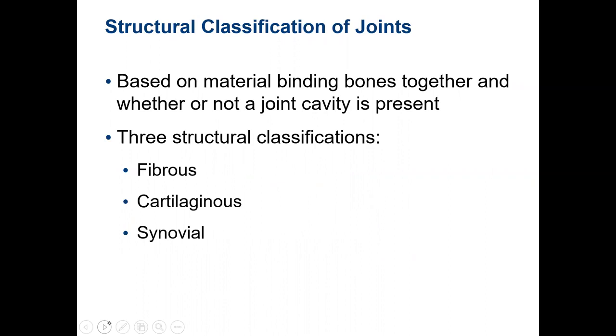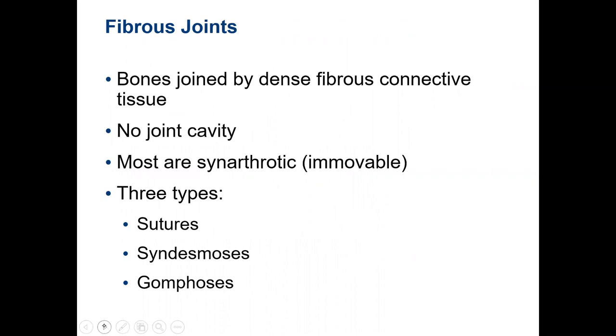Now, structurally, we can also classify the joints, and we can base this on what sort of structural material holds the joints together and whether or not we have something called a joint cavity. Structurally, there's three classifications: fibrous, cartilaginous, and synovial. A fibrous joint is when bones are joined together by dense fibrous connective tissue. There's not a cavity there. The vast majority of these are synarthroses. A synarthrotic joint is an immovable joint.